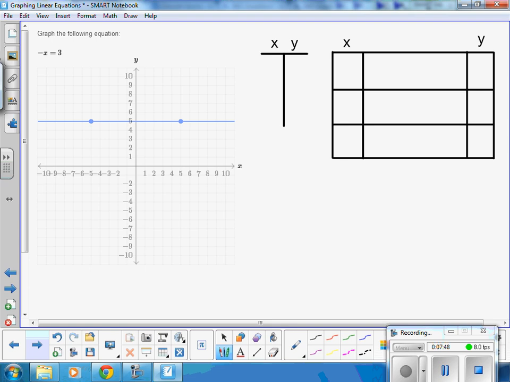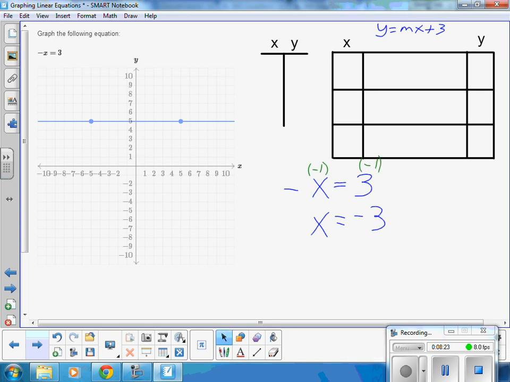Moving on. A negative x equals 3. Now, I know we want to rewrite the problem where it's y equals mx plus b, but I don't have a y. So the easiest thing to do is just write it as the variable equals. So if I have a negative x equals 3, that means a positive x would equal a negative 3. All I did is multiply by a negative 1 to both sides, so I have a positive x.